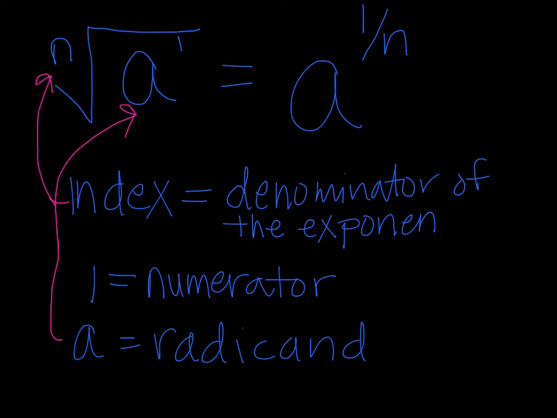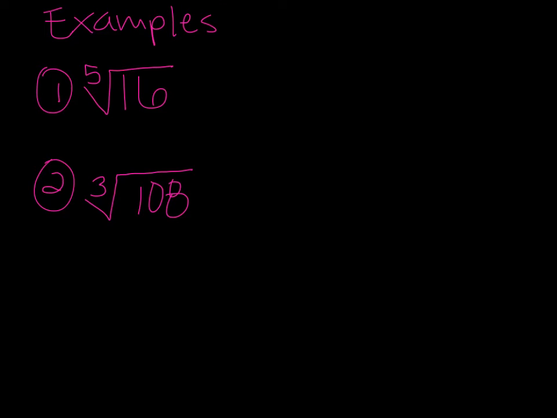Let's try some examples. Let's look at these first two problems. These are both in radical form, and they both have an exponent of 1. So let's rewrite our equation. If you remember, we have our radicand, which here is 16, raised to the power of the exponent, which is 1, over the index, which we know is 5. So to go from radical form, which we have right here, to exponential form, we take the radicand and we raise it to a fractional exponent.